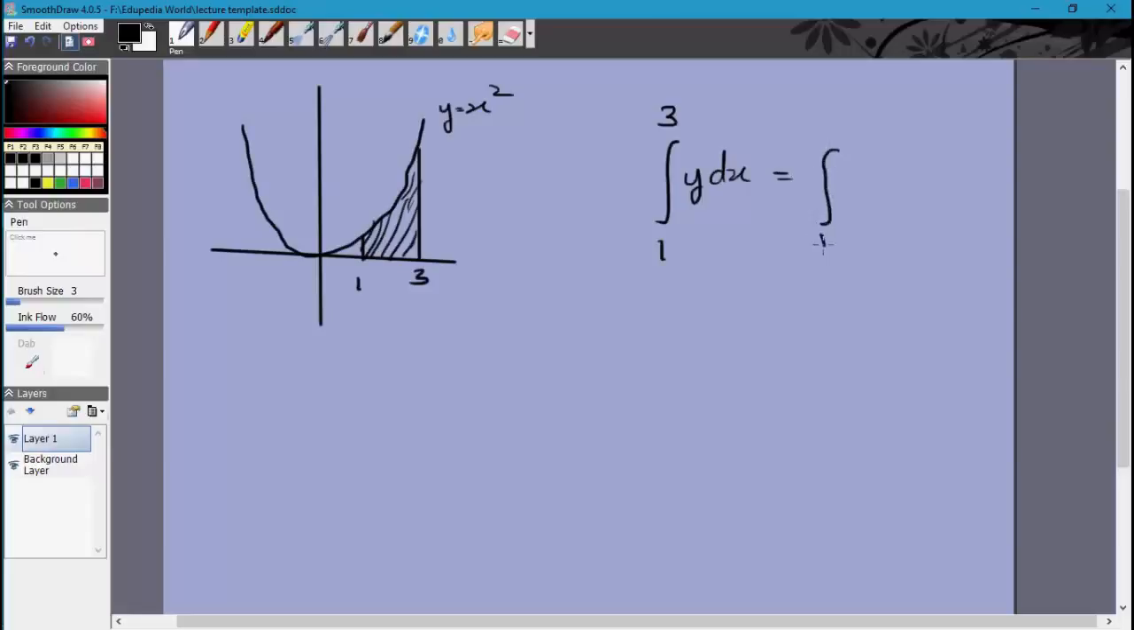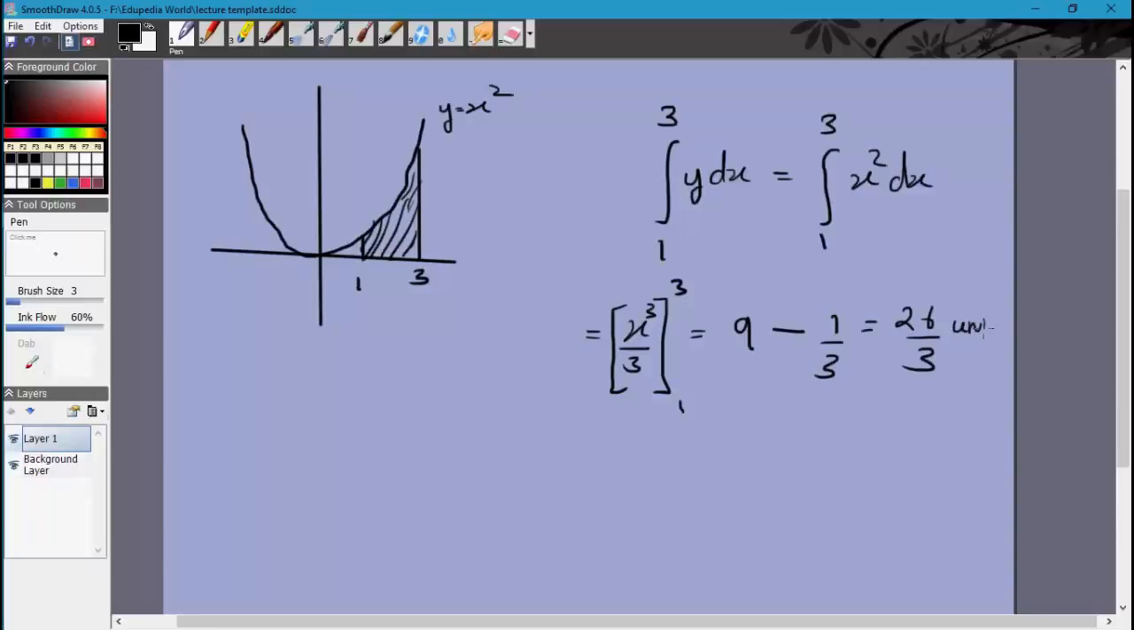That would give me integral from 1 to 3 x squared dx, which we can write as x cubed by 3. Now the limits are also important. The limits are from 1 to 3, which means that we take the value of this function at 3, which will be 9, minus the value of this function at 1, which will be 1 by 3. So this gives me 9 into 3 is 27, 26 by 3.